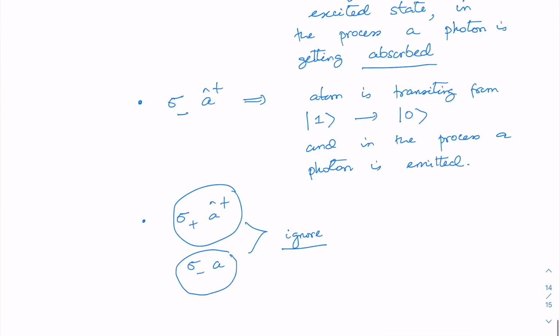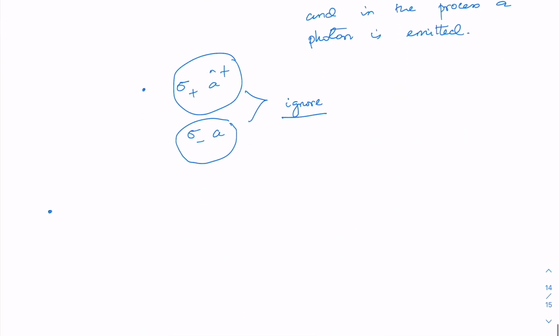So in that case we have the so-called RWA Hamiltonian, the Jaynes-Cummings Hamiltonian under RWA. We can now write it as h cross omega A dagger A plus h cross omega atom.